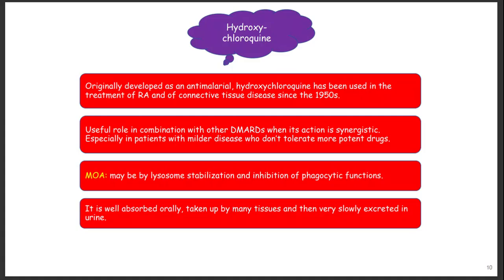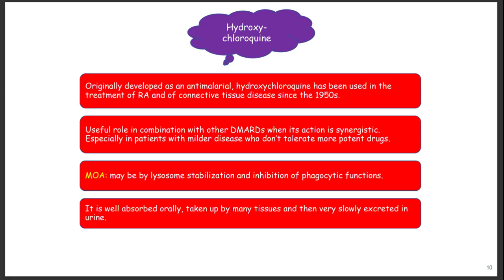Hydroxychloroquine originally was developed as an antimalarial drug and has been used in the treatment of rheumatoid arthritis and connective tissue disease since 1950. It has a useful role in combination with other DMARDs when its action is synergistic. Okay, they are going to be working together, 1 plus 1 is equal to 3, especially in patients with milder disease who don't tolerate more potent drugs.